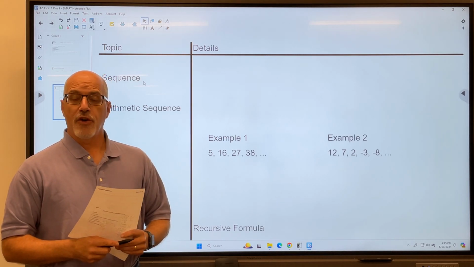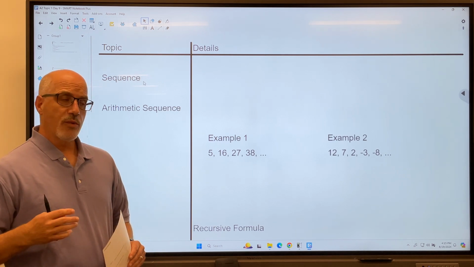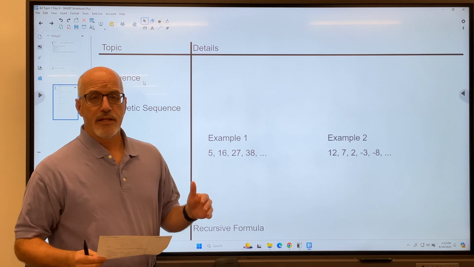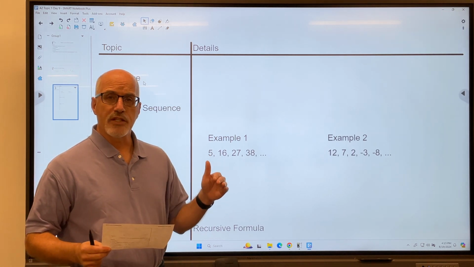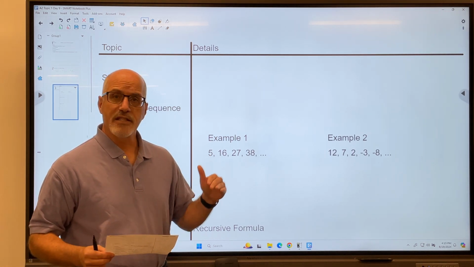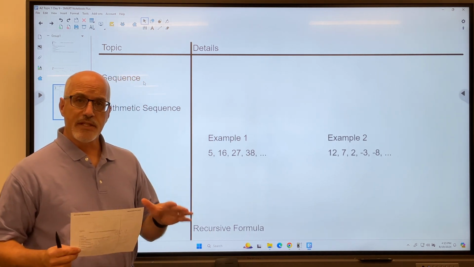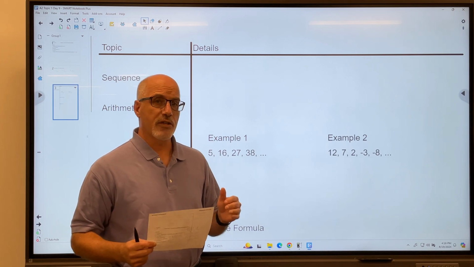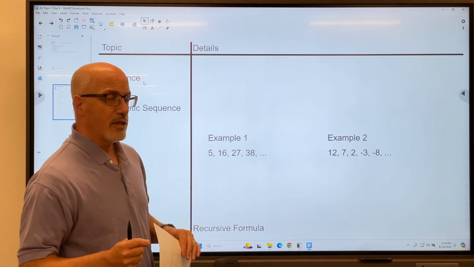This lesson is on arithmetic sequences. Now we've been doing a lot with graphing and different formulas for algebra. This is going to take a step into describing lists of numbers, calling them a sequence, and specifically an arithmetic sequence and what formulas we can work with in those sequences.